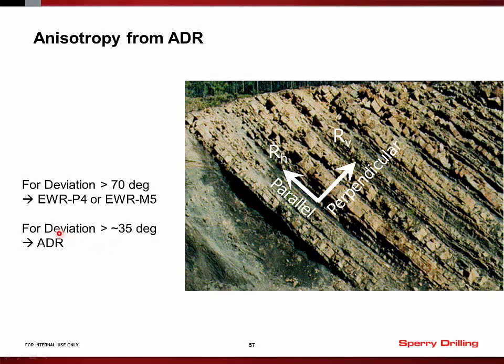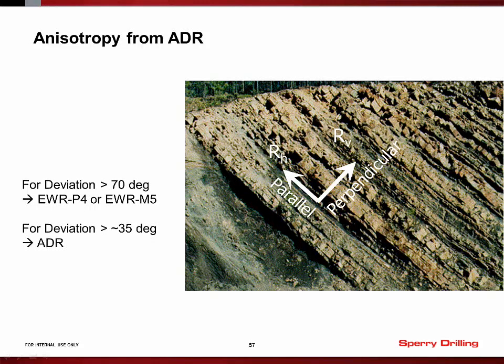Now the ADR is quite good for this, because what we can do is we can take all the different measurements from it, each of which is going to be affected differently by the anisotropy, and we can back out the RH and RV values from those measurements, provided the ADR is more than about 35 degrees relative dip to the formation. So just to remind you, relative dip means 0 relative dip would be perpendicular to the bedding in this direction, 90 degrees would be parallel. So the ADR would have to be at about 35 degrees or more relative to the bedding in order to be able to get a reliable measure of anisotropy.